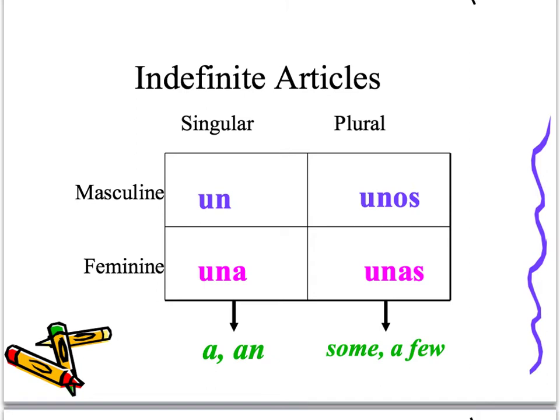And there again, we have 4 because in Spanish, we have to make it agree. Singular, plural, masculine, or feminine. Un and una mean a or an. And then unos and unas are the plural, so they mean some or a few.